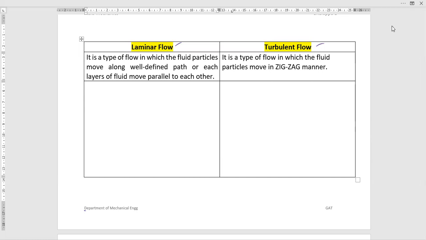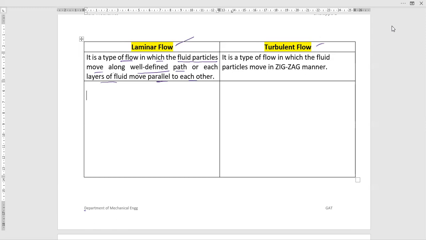So here, first we'll discuss the laminar flow definition. It is a type of flow in which fluid particles or layers of fluid, or streamlines, both are the same, move along a well-defined path. It means they move parallel to each other, in a well-defined path, and each layer of fluid moves parallel to the others. That is called laminar flow.